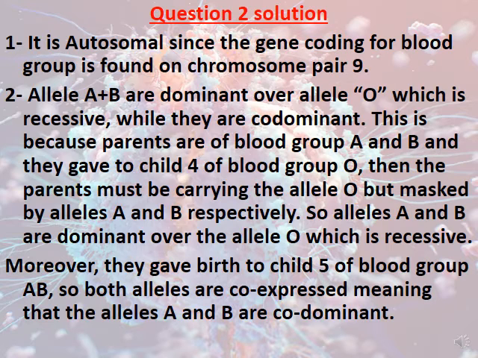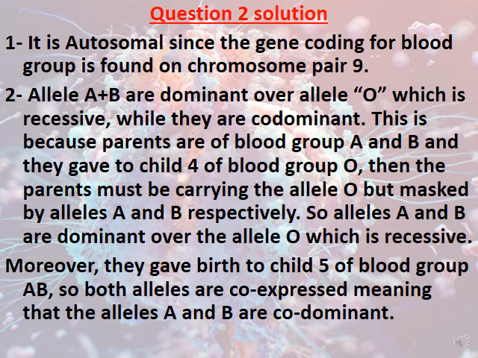Second question, specify the dominant and the recessive. Alleles A and B are dominant over the allele O, which is recessive, while they are codominant together. Why? Parents having blood groups A and B gave birth to a child of blood group O. So the parents might carry the allele O, but it was masked by the alleles A and B respectively in the parents. So alleles A and B are dominant over the allele O, which is recessive.